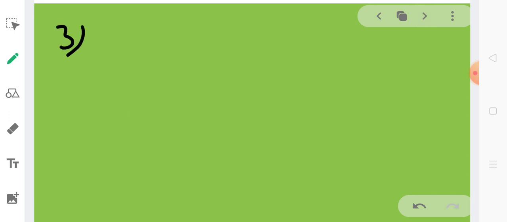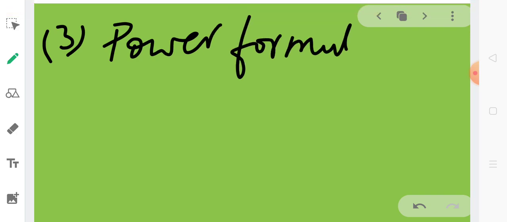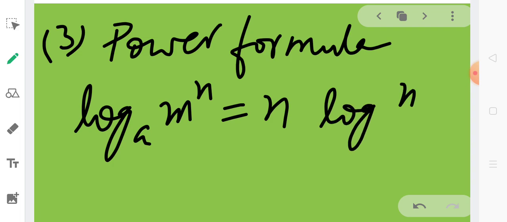The third one is called the power formula. Log of m raised to the power n for base a is equal to n times log of m. So the power comes as a product. This is the power formula.